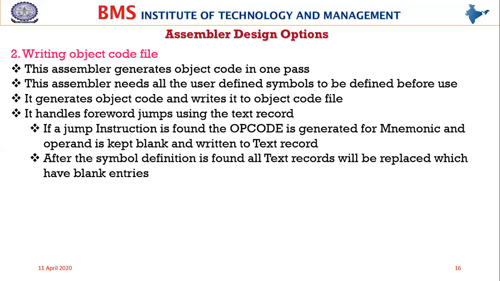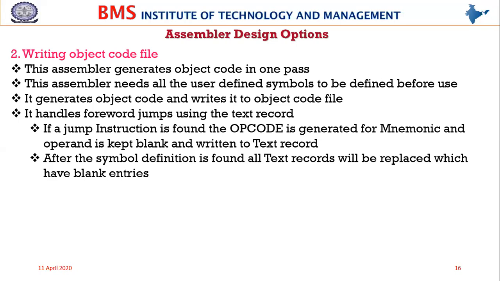We have the normal design of assemblers using two passes. That's what we learned, including the algorithm and everything. The variant design option is a one pass assembler, wherein we can do the entire thing in one pass, but the declarations should be written early. So that's all.